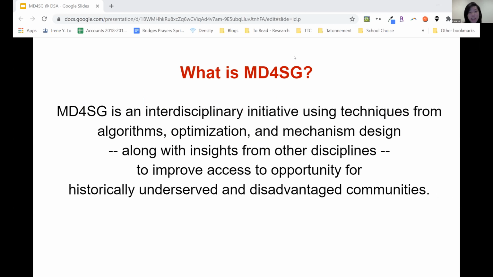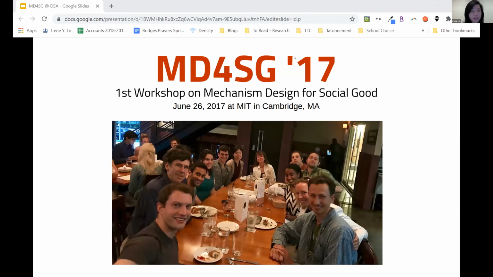So what is Mechanism Design for Social Good, or we call ourselves MD4SG? MD4SG is an interdisciplinary initiative using techniques from algorithms, optimization, and mechanism design, along with insights from other disciplines, to improve access to opportunity for historically underserved and disadvantaged communities. And so actually MD4SG grew out of a small informal reading group that Rediet and our friend and collaborator Kira Goldner started when they were both PhD students. And so you can see at this table, most of the members of that initial reading group, 10 students, 2 professors, reading about problems or potential application areas of the techniques that we knew how to use.